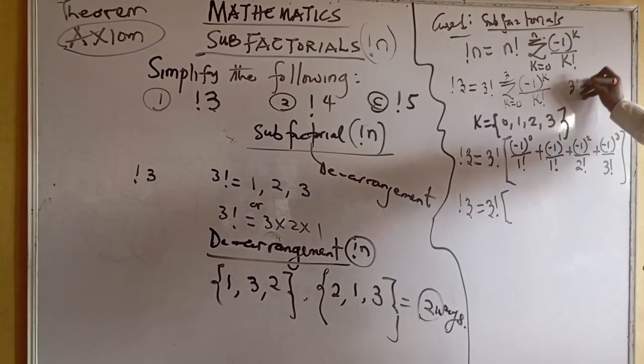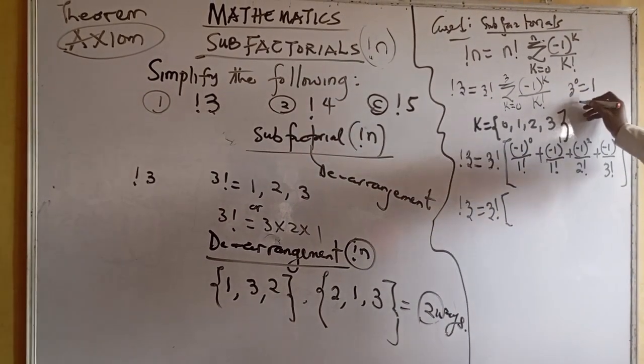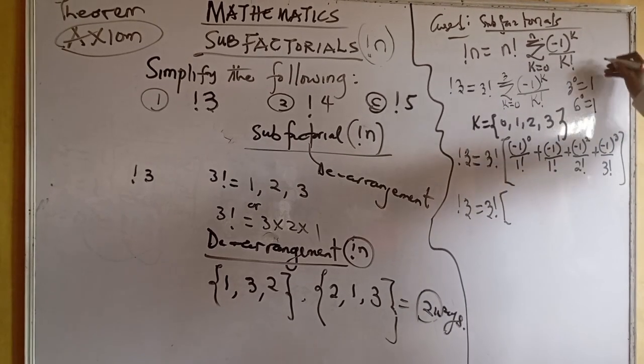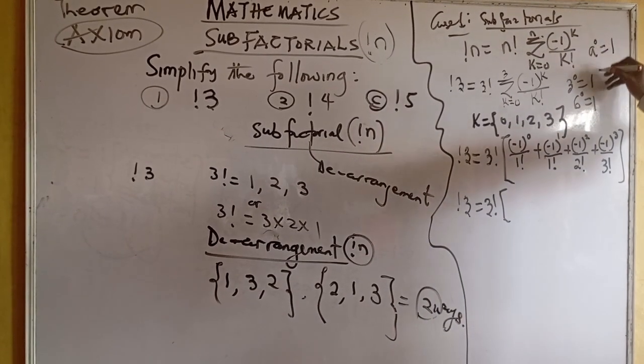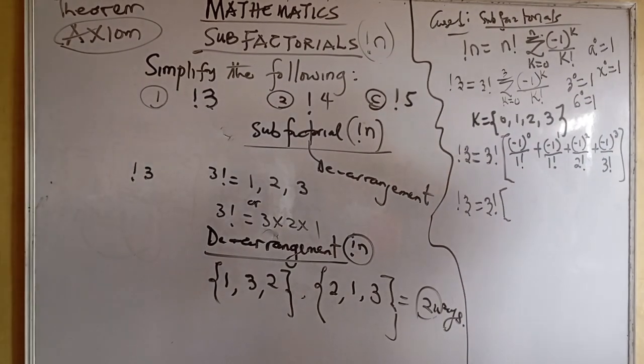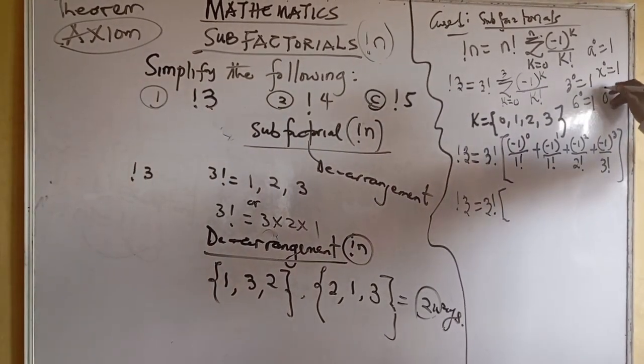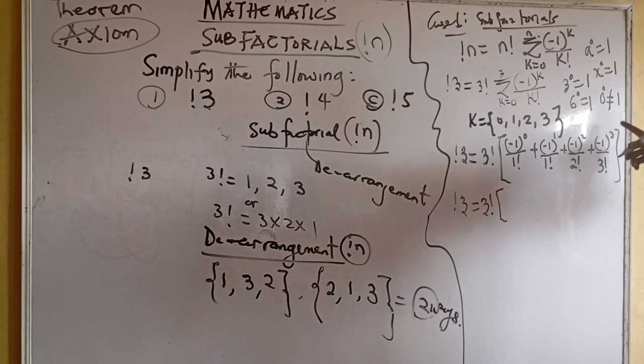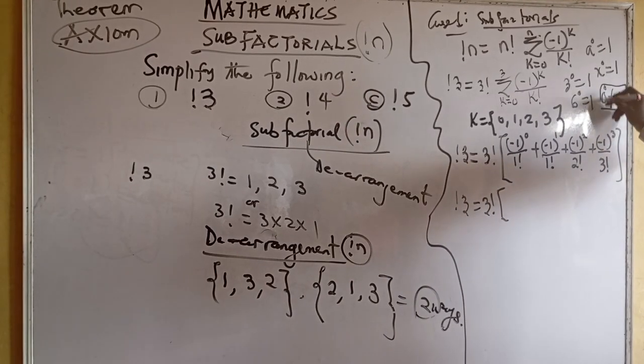Example. 3 raised to power 0 is 1. 6 raised to power 0 is 1. 8 raised to power 0 is 1. S raised to power 0 is 1. But that's an exception. 0 raised to power 0 is not equal to 1. This is undefined.